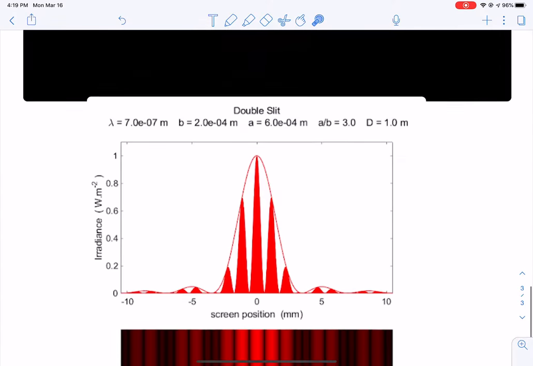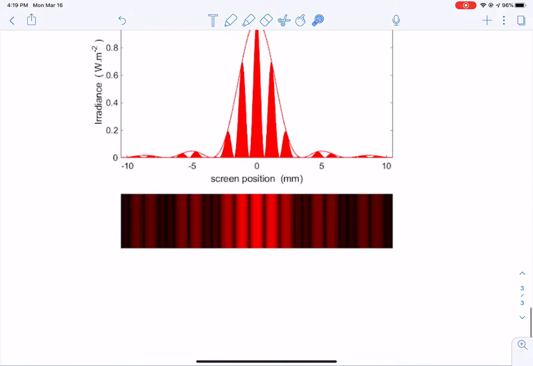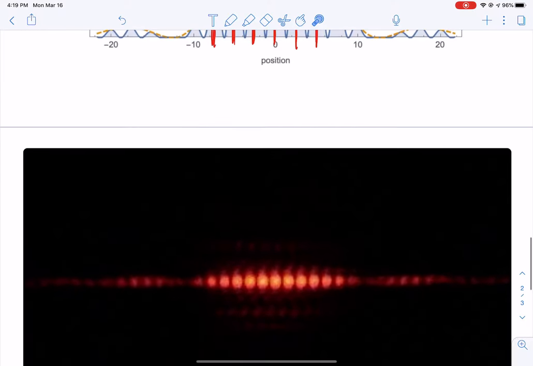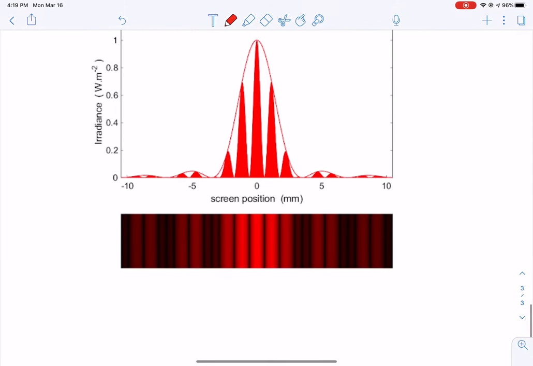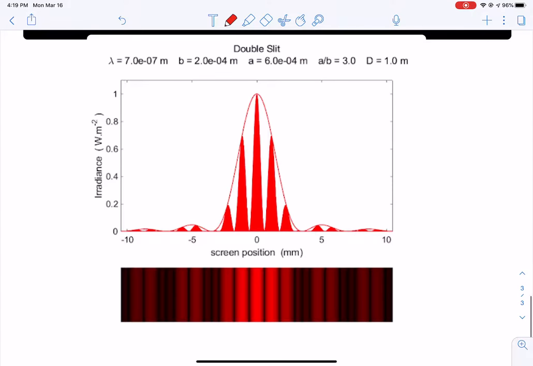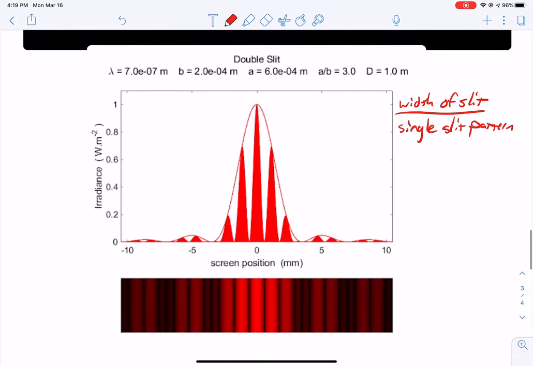Okay, so let's go back and take a look at these. So we have two factors in play here. The first factor is the width of the slit. Now the width of the slit controls the single slit pattern. And even if we're dealing with a double slit, you still have a single slit pattern. You can see that pattern on the outside, this outside pattern right here.